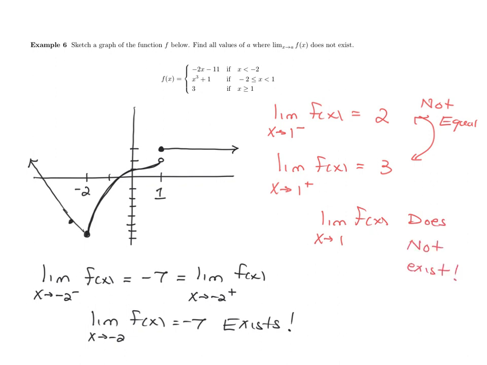So the answer to this question is, what are the numbers, the values of a, where the limit doesn't exist? There's precisely 1, and that is at x is equal to 1. I'll just note up here that they're asking for values of a, so a equals 1 only.